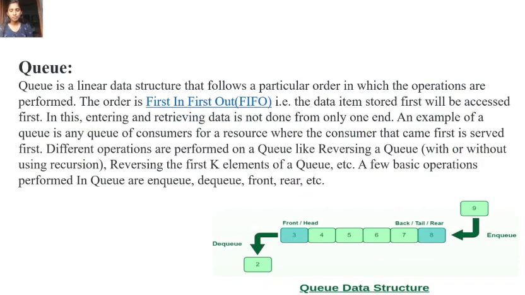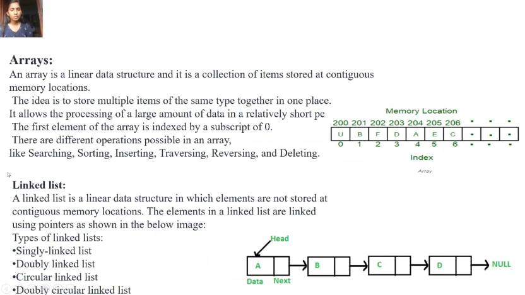Next we have linked list. A linked list is a linear data structure in which elements are not stored at contiguous memory location. The elements in a linked list are linked using pointers as shown in the below figure. You can see this head. This is nothing but a pointer for this linked list. These are called nodes. This is one node, this is second node, this is third, and so on.